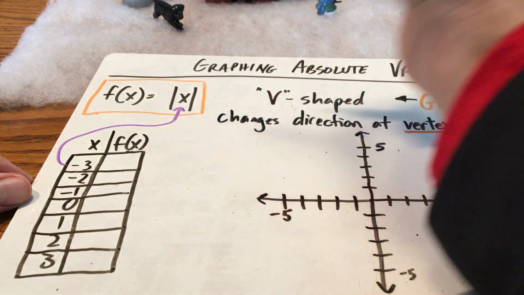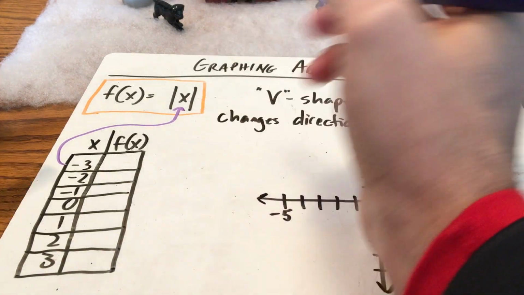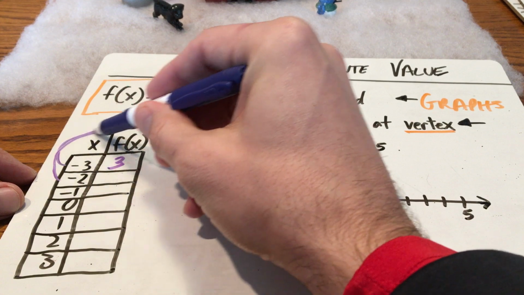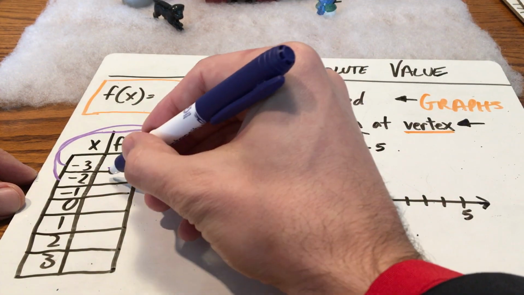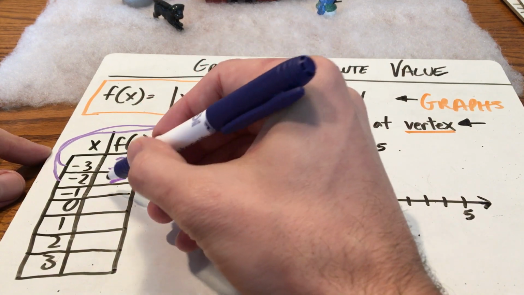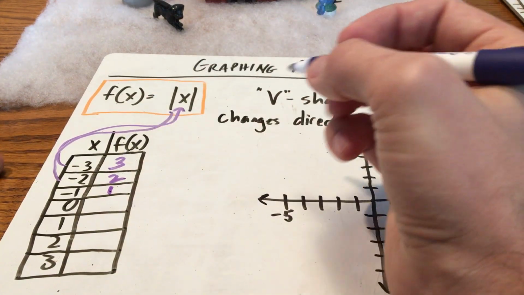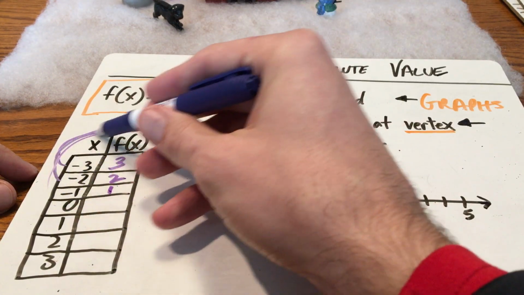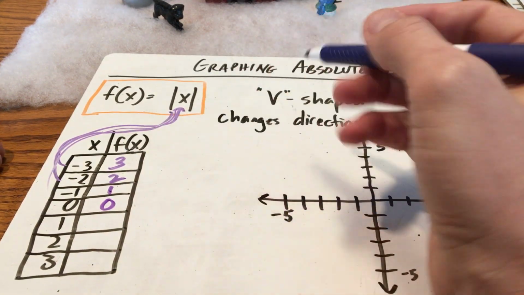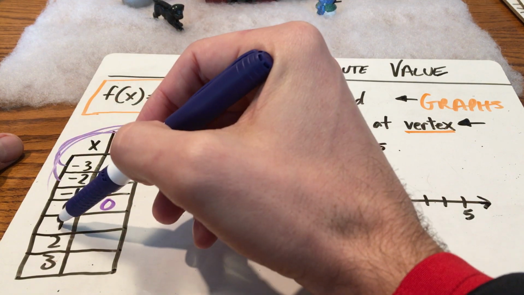If I put -3 in there, the absolute value of -3, how many places away from 0 is it? It's 3, right? If I put -2 up here, how many places away from 0 is -2? If I took -1 and substituted it in, how many places away from 0 is -1? One spot to the left. If I put 0 in there, what's the absolute value of 0? Well, 0 is 0 places away from itself. And then the same thing happens with the positives, right?